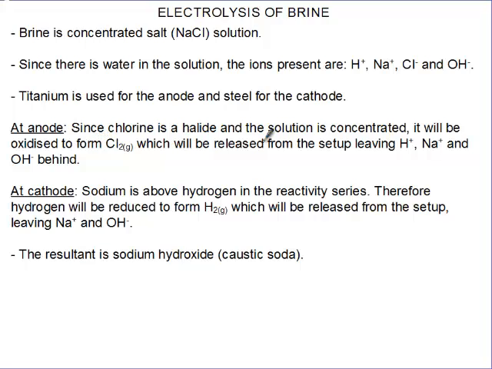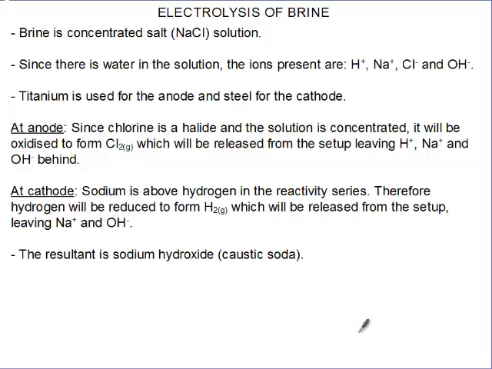Since chloride is a halide and the solution is concentrated, it will be oxidized to form chlorine gas, which will be released from the setup, leaving H+, Na+, and OH- behind at the anode. Now, the anions or non-metals go to the anode. Chloride is also a halide, and it exists in concentrated amounts. Okay? So chlorine will be released at the anode because, 1, it is a halide, and 2, it exists in high concentration.